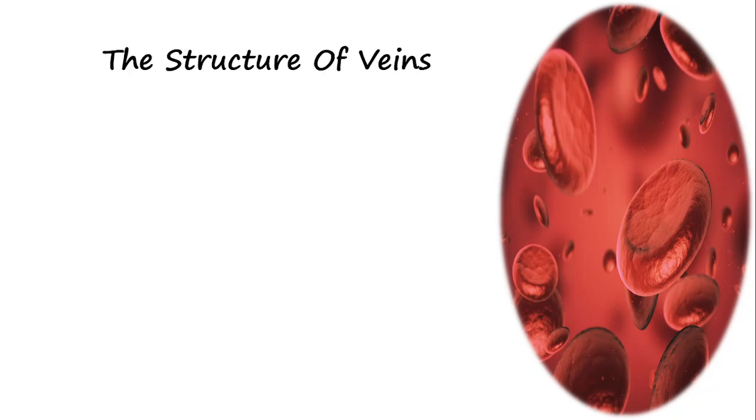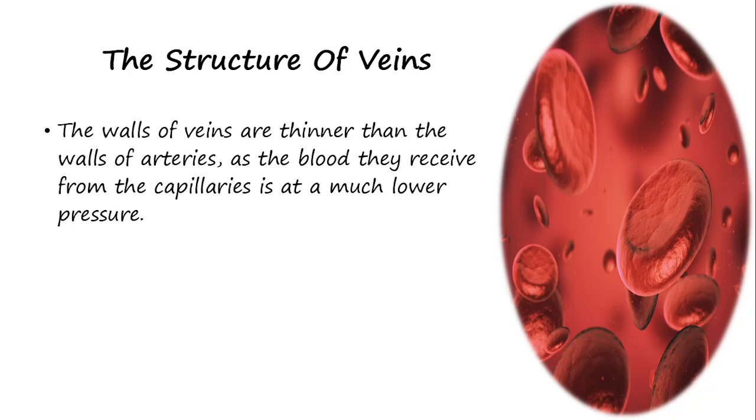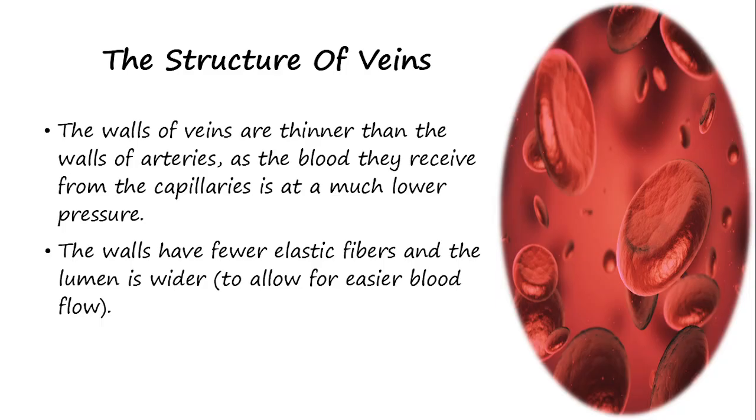Moving on, let's see the structure of the veins. The walls of the veins are thinner than the walls of the arteries, as the blood they receive from the capillaries is at much lower pressure. So basically, the veins are the ones that receive the blood from the capillaries. The walls have fewer elastic fibers, and the lumen is wider, to allow for easier blood flow.